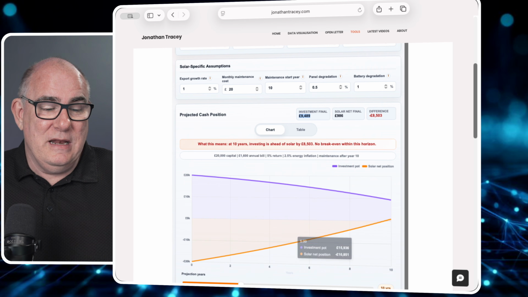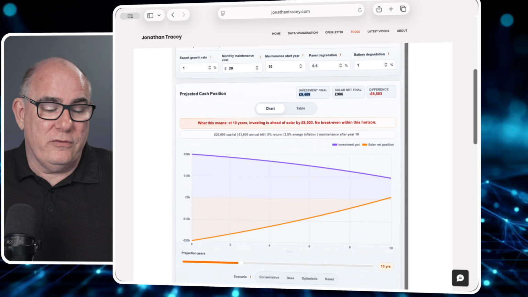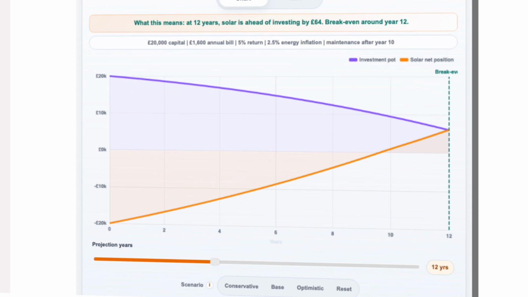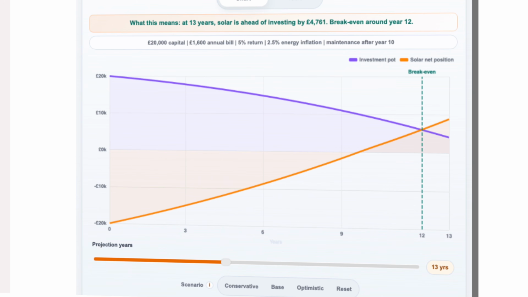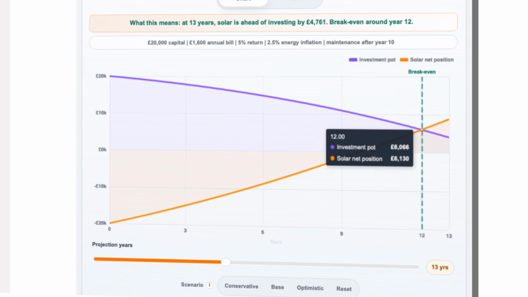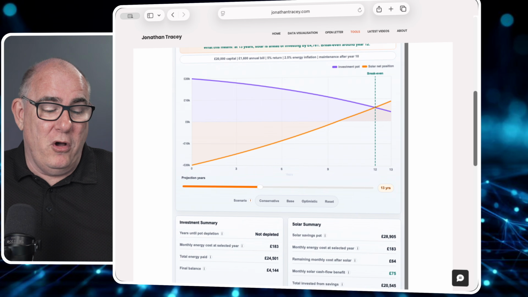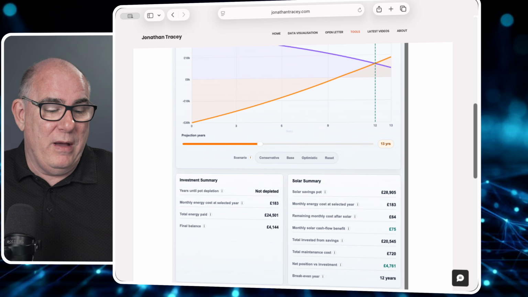So let's leave that there and let's scroll forward another couple of years. Let's go to 11 years. You'll notice the lines are converging. When we get to 12 years, you'll see we hit the break-even point where the two lines cross. We'll push it out to 13 years so we can actually see what's happening. So at 13 years, if we scroll down to the bottom, we can get some information about where we are.